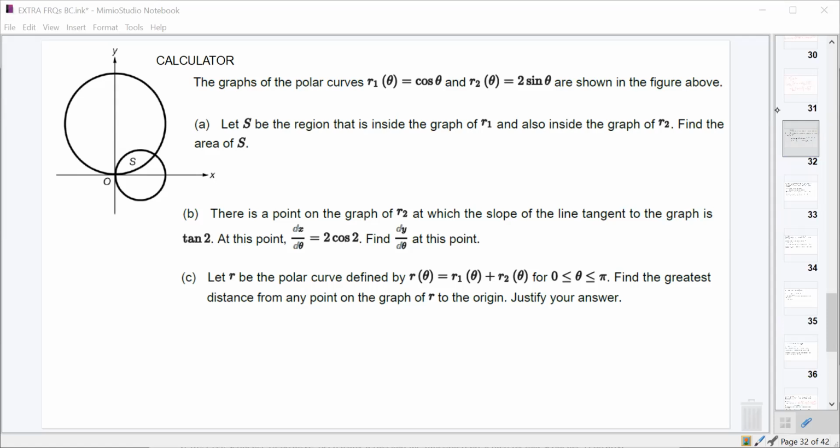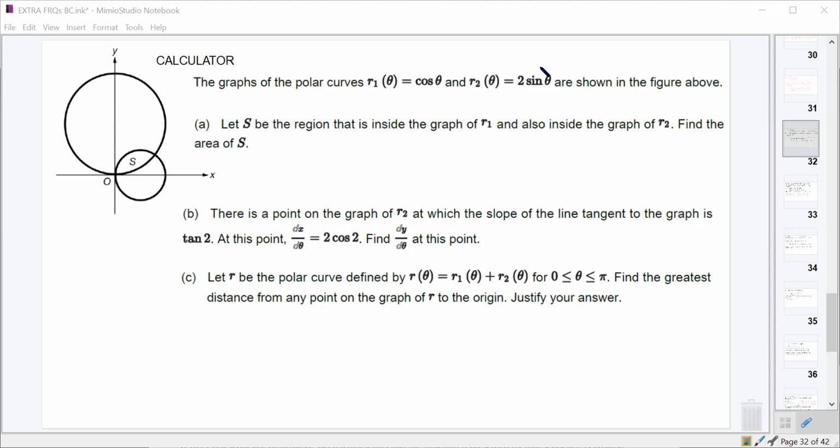Okay, so we got two circles here. We got cosine theta and we got 2 sine theta. Which one's which? You should know that cosine theta is the one in the first and the fourth quadrants, and sine theta is the one in the first and the second quadrants. Obviously, this one should be bigger because of the 2 in front of it. Cool. So first thing it's asking us to do is to find the area of region S, which is the overlap there between the 2 different curves.